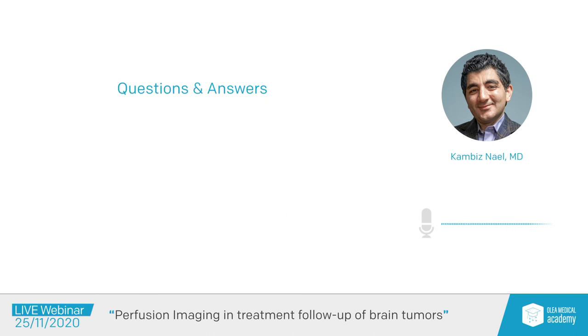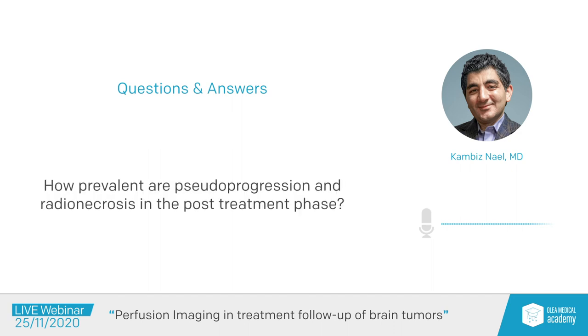Thank you very much. And finally, how prevalent are pseudo-progression and radionecrosis in the post-treatment phase? I don't have a number, but in the metastasis group that I showed you, it's relatively common. A lot of these patients initially get an increase in the size of the tumor, and the enhancing component increases, and then after a few months you see that there's an interval decrease. So I think pseudo-progression is more common in metastasis, at least in our experience.